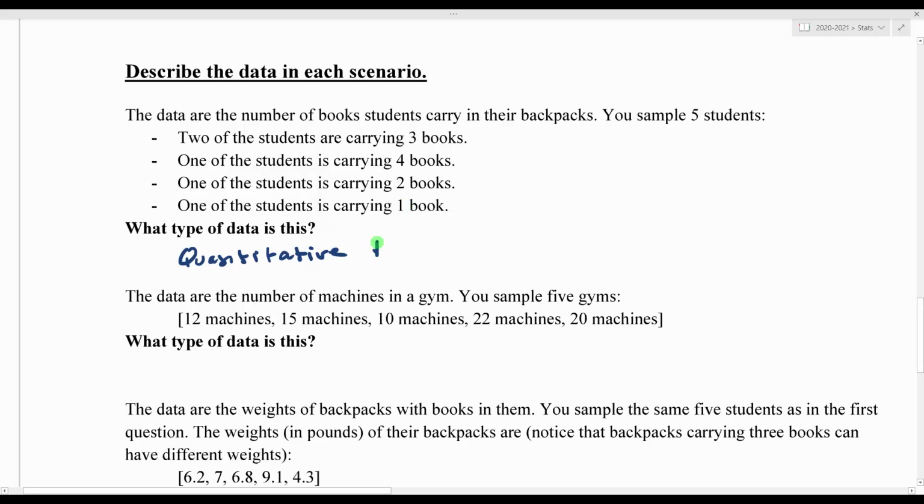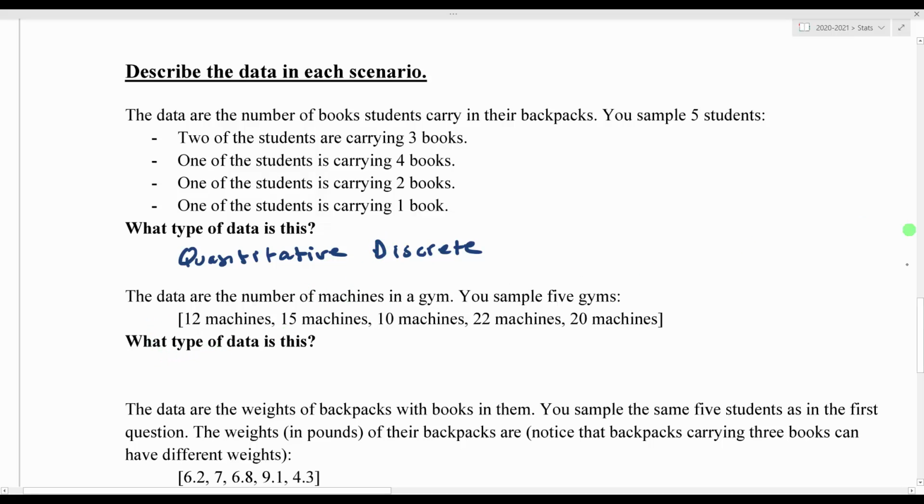So this is quantitative discrete, right? There's nothing in between 1 and 2 with this type of data. There's nothing in between 2 and 3, right? So there's not an infinite number of values in between any given interval, therefore it's discrete.